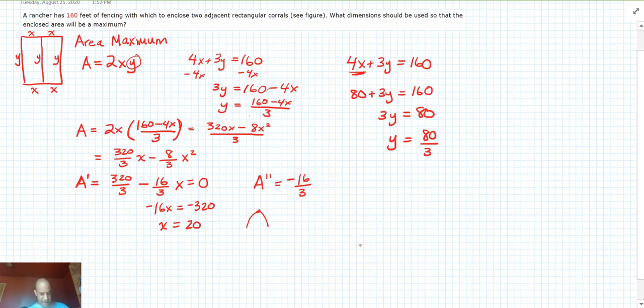I hope that makes sense to everybody. So we've got our dimensions. And I think that this question is a little bit vague. It says what dimension should be used, right? Well, the dimensions of what? Do I want the dimensions of the smaller corrals, or do I want the dimension of the whole thing? I guess it means the smaller corrals. I guess each corral would be 20 by 80 over 3. That's a good way to answer the question. Or you could say the total thing would be 40 by 80 over 3. Just make sure you answer the question that they ask you, okay? That's always the key. Okay, so that's the first one.